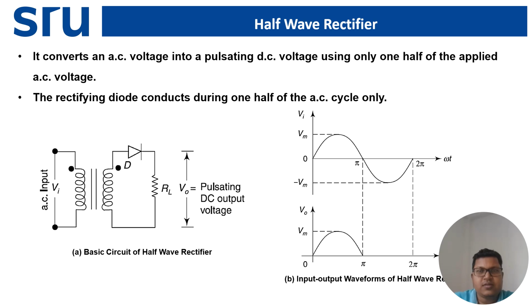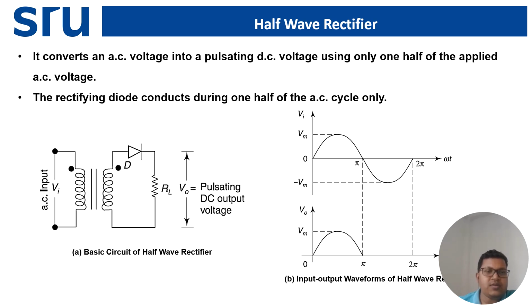So that means if we want to convert both the halves, then this will not be useful. We will come to the disadvantages in the later part of this video. So the rectifying diode conducts during one half of the AC cycle. Before going to analyze the graph, we will first see the circuit diagram.